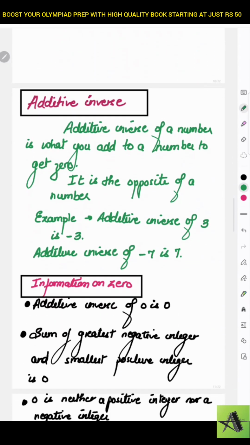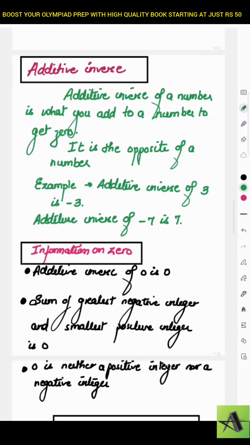Next is additive inverse. Additive inverse of a number is basically a number which, when we add it to a given number, will give me 0. Say for example, we have a number minus 3 and I'm asking what will be the additive inverse of minus 3. So minus 3 is a number, and I have to think of a number that I'll add to minus 3 so that my answer will be 0. Obviously for that 3 would be the answer. So for minus 3, 3 will be the additive inverse.